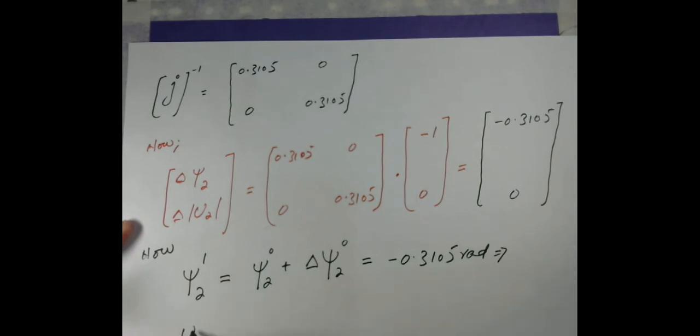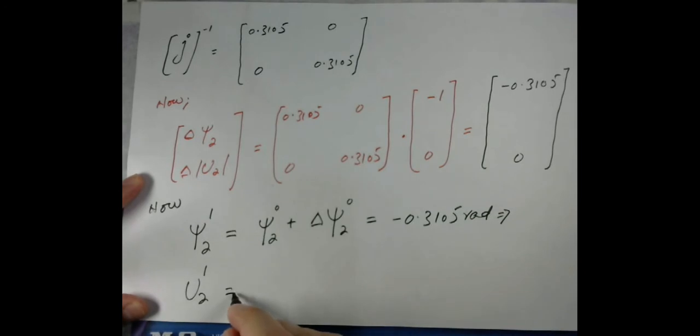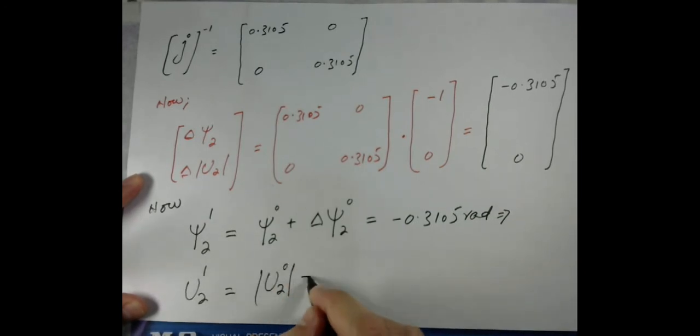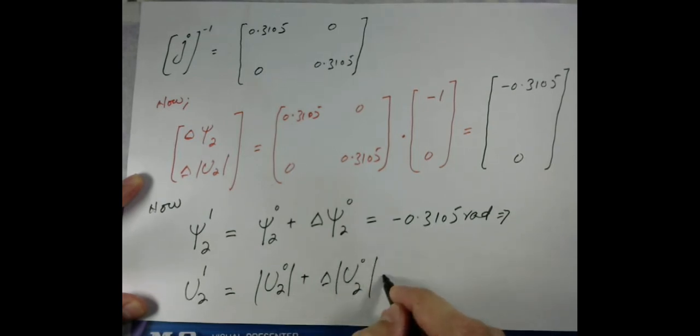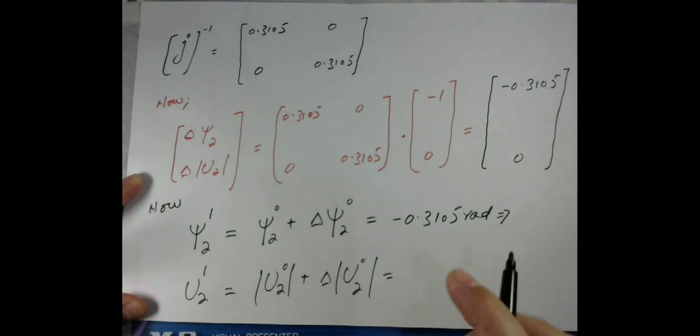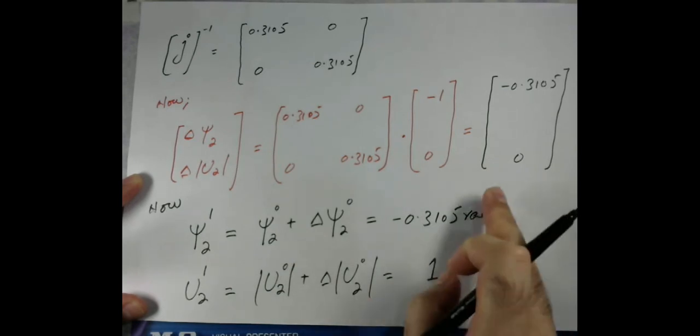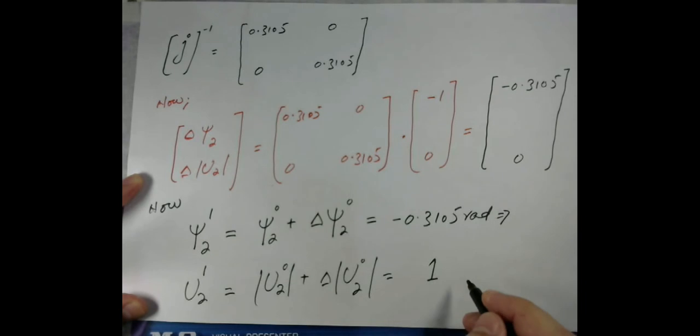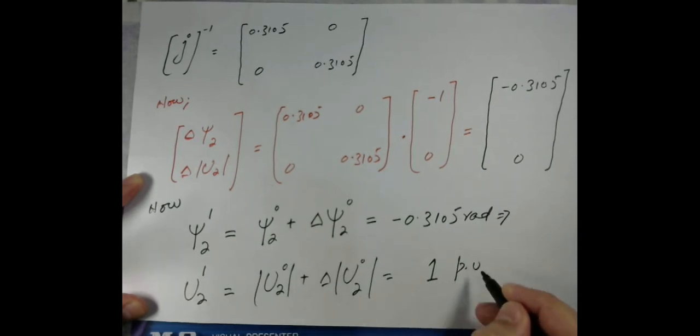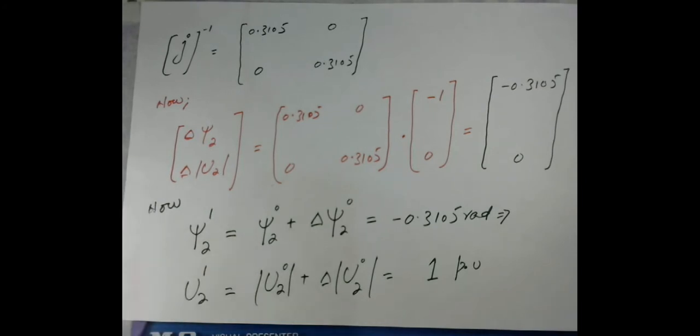Similarly, u2 1 will be equal to u2 0 plus the error in the magnitude that we have calculated, and this is equal to 0. So even after adding, it remains 1 per unit because this value is still 0. So this is now 1 per unit. Now we have completed one iteration.